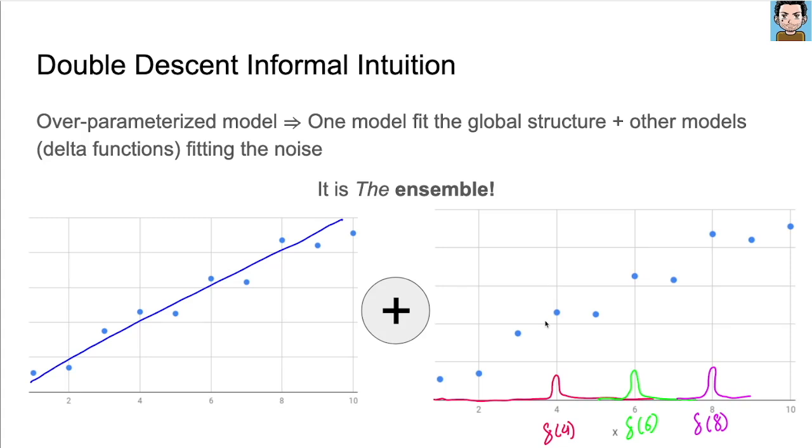This ensemble achieves 0 train loss and overfits the training data, but it still generalizes to the test data. It generalizes because these tiny models that overfit the training data are active at particular values only, exactly 4, 6, 8. On the test dataset, these tiny models contribute nothing while the global model becomes active. The key takeaway from this slide is that an over-parameterized model can act as an ensemble, and it can be broken into a combination of multiple models.